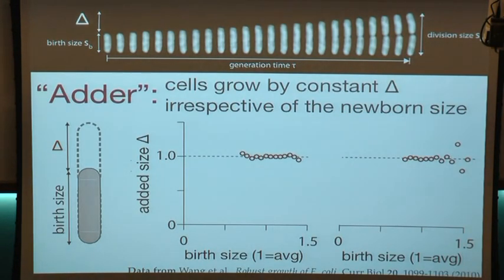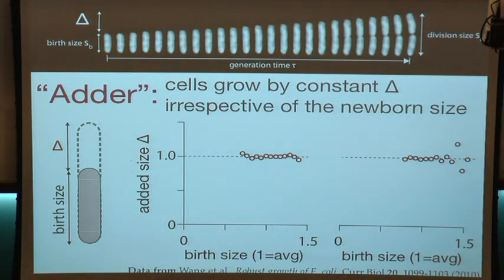It's a cute name proposed by a friend, Jeff Gore at MIT, because all E. coli tries to do is add something. What you're plotting here is the difference between the birth size and the division size, basically the added mass delta, plotted against the birth size. You can see that irrespective of the birth size, this delta, the size added, is constant. We were very excited because we never heard about this in the literature. We thought, this is a really big deal, potentially a textbook-level discovery.